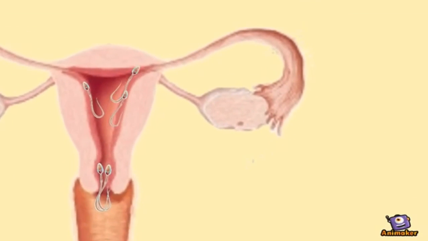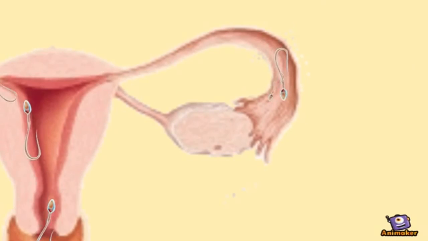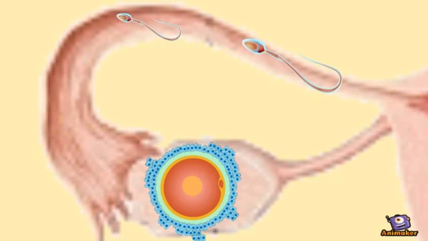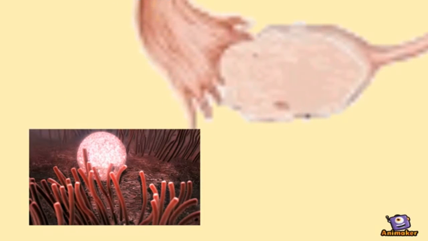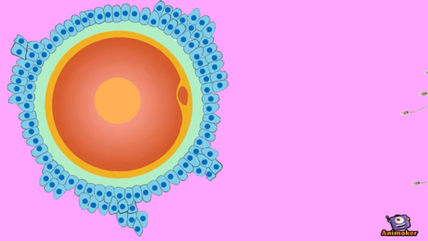Half the sperm head for the empty fallopian tube, while the other half swim toward the tube containing the unfertilized egg. Inside the fallopian tube, tiny cilia push the egg towards the uterus. Finally, the sperm meet the ovum.